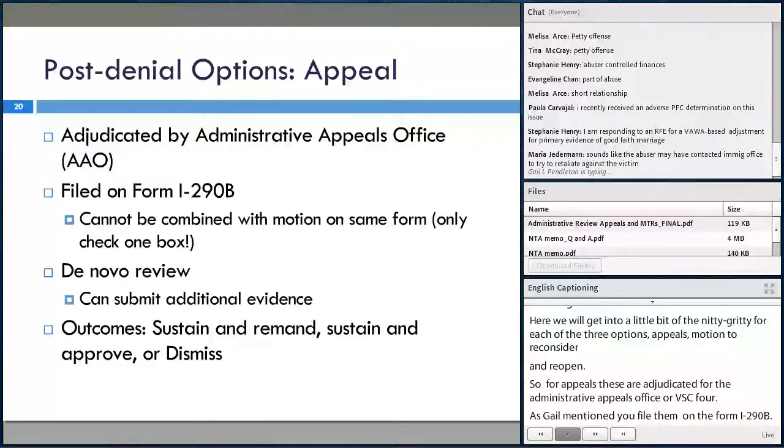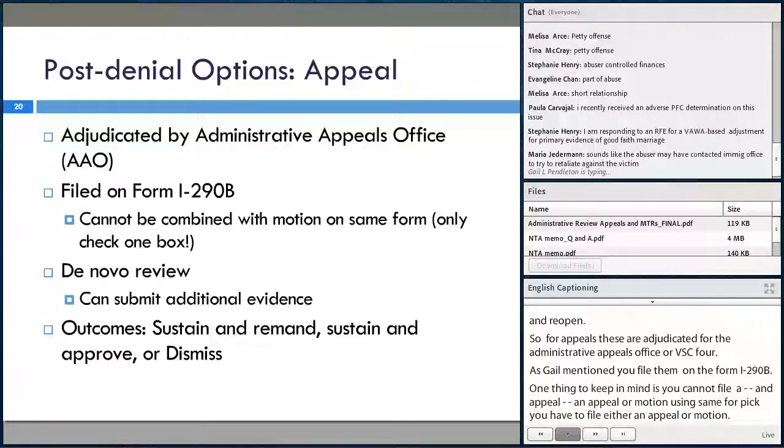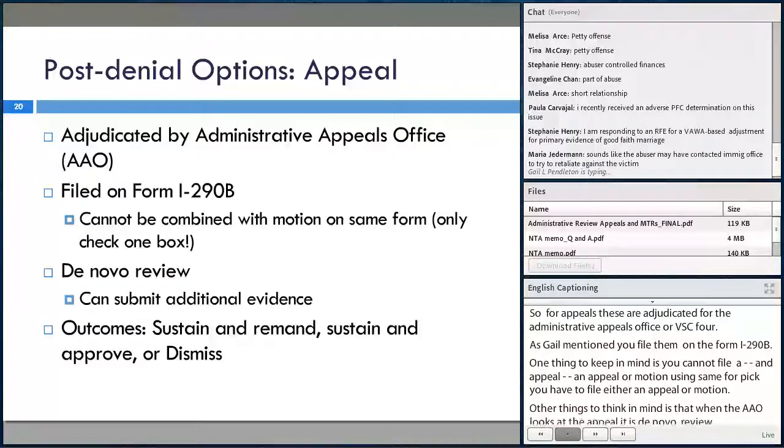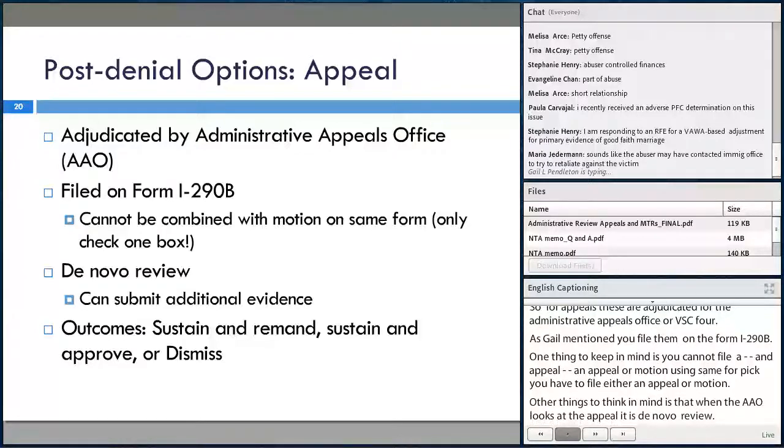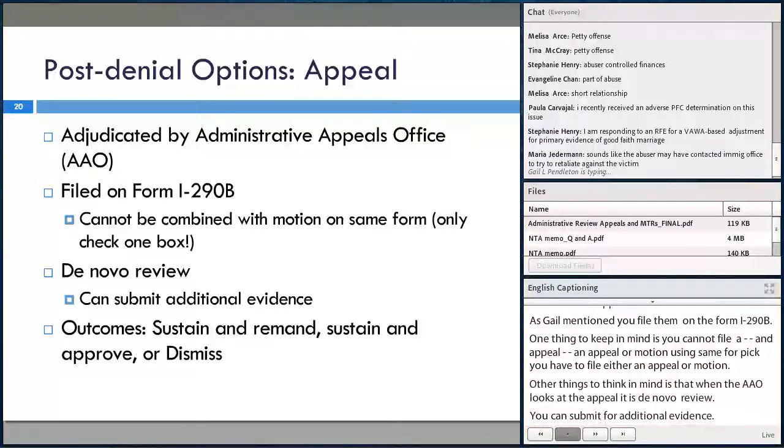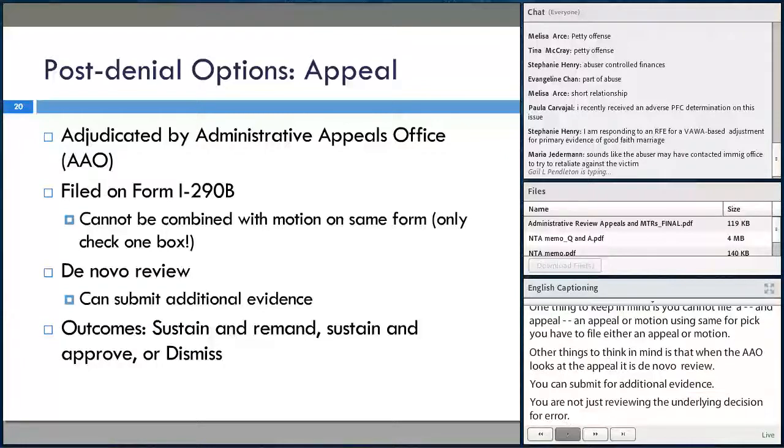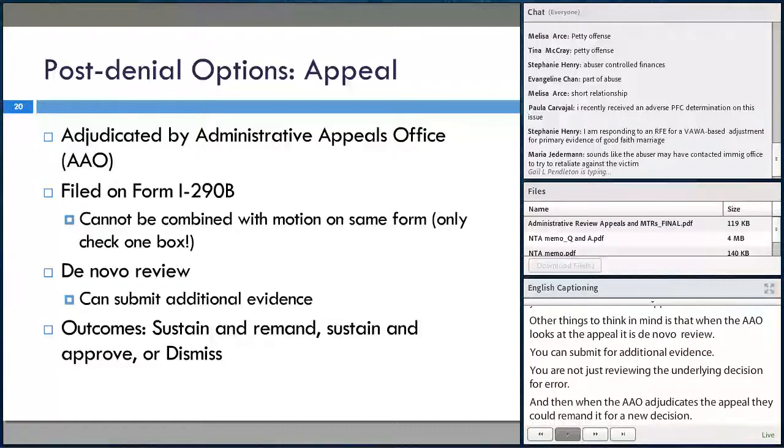Other things to keep in mind is that when the AAO looks at the appeal, it is de novo review. You can submit additional evidence because it's de novo review. They're not just reviewing the underlying decision for error. And then when the AAO adjudicates the appeal, they could sustain it and remand it back to the service center for a new decision. They could just go ahead and sustain the appeal and approve your case, or they could dismiss it, which is the same as denying. Okay.